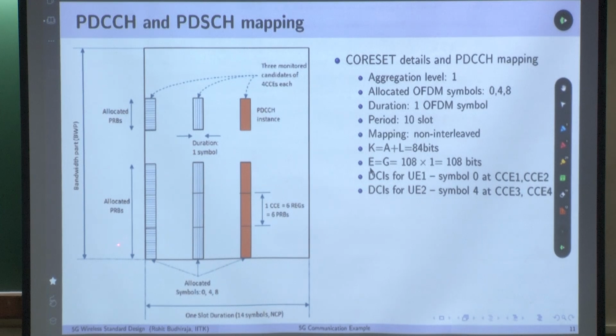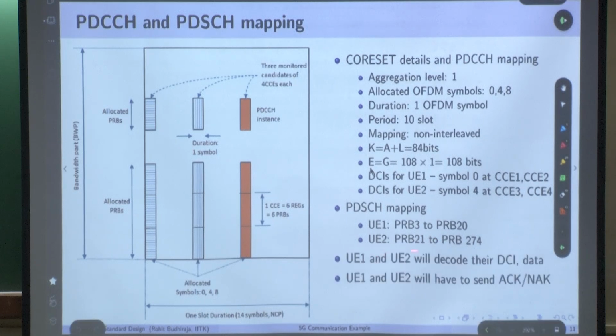So, okay, I am calling this CC 1, 2, 3, 4. If I am calling 3 and 4, then this should be 1 and 2. Okay, and PDSCH mapping in UE1 is happening from PRB3 to PRB20, and in UE2 it is happening from 21 to 274. Correct?